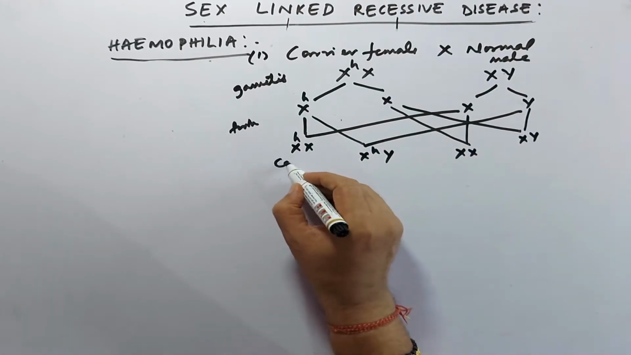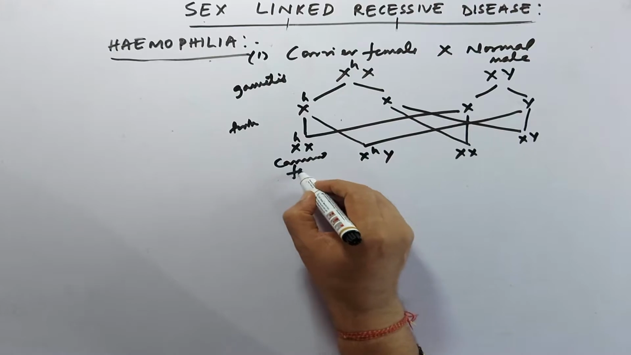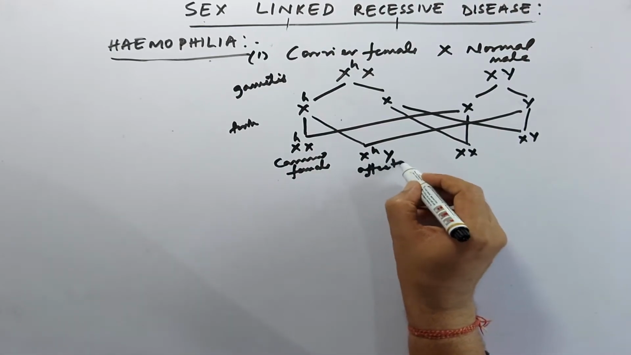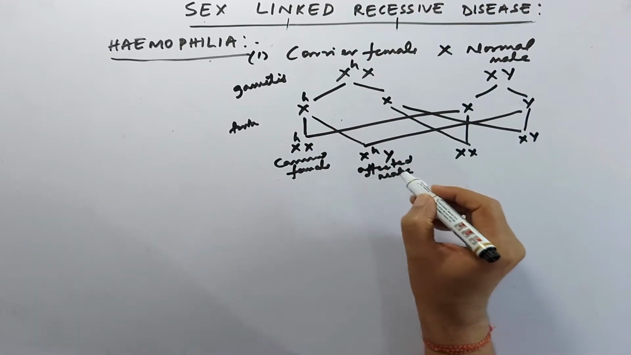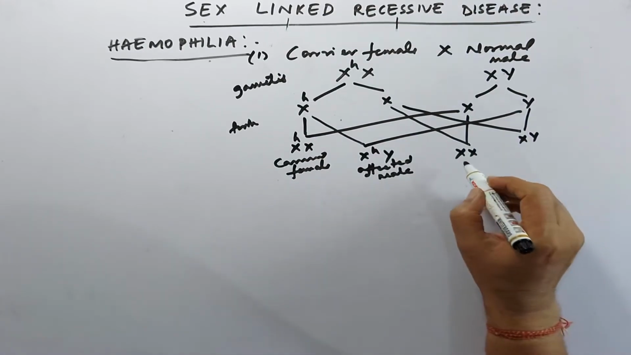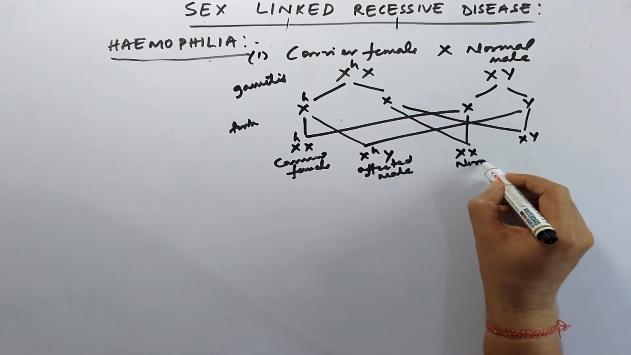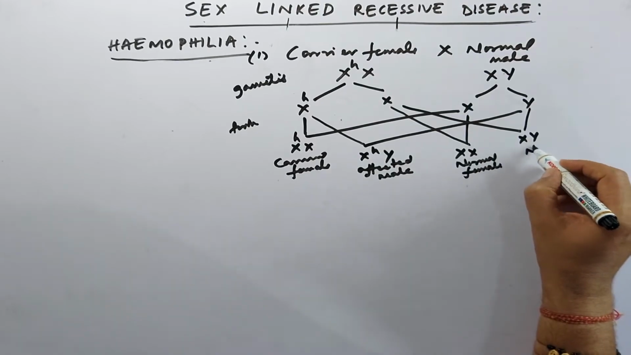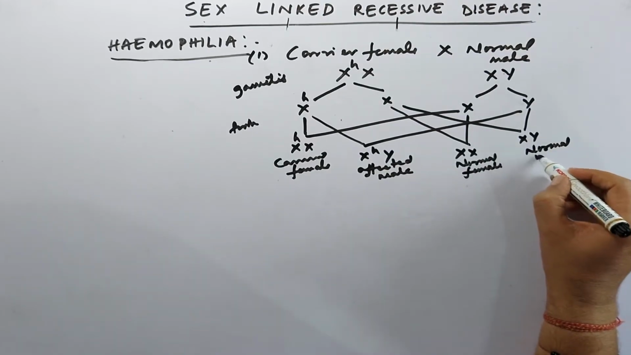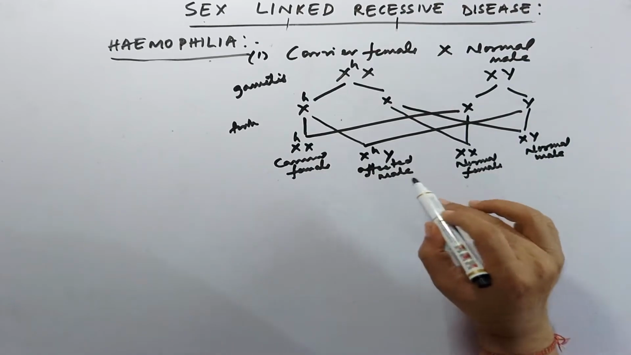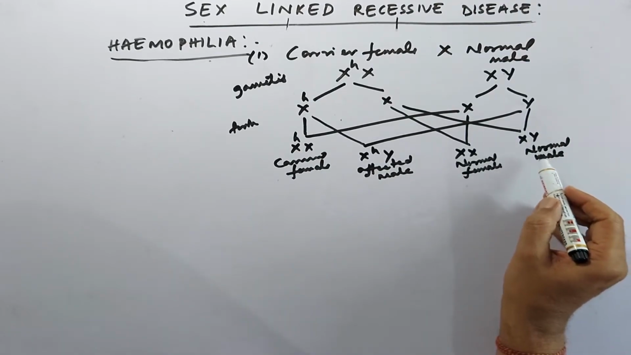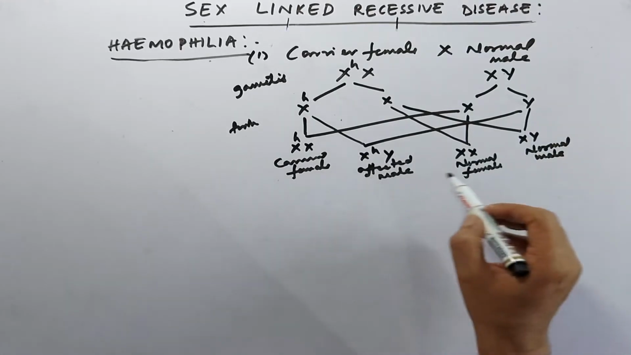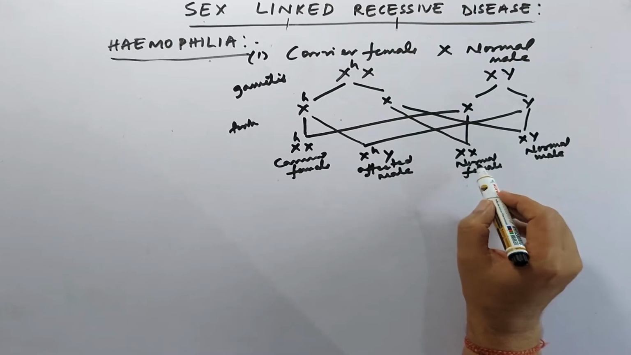So here this is the carrier female, this is the affected male, because this is the hemizygous condition, this is the normal female, and this is the normal male. So out of the two sons, 50% are affected and 50% are normal, and out of the two daughters, one is a carrier and another is a normal female.